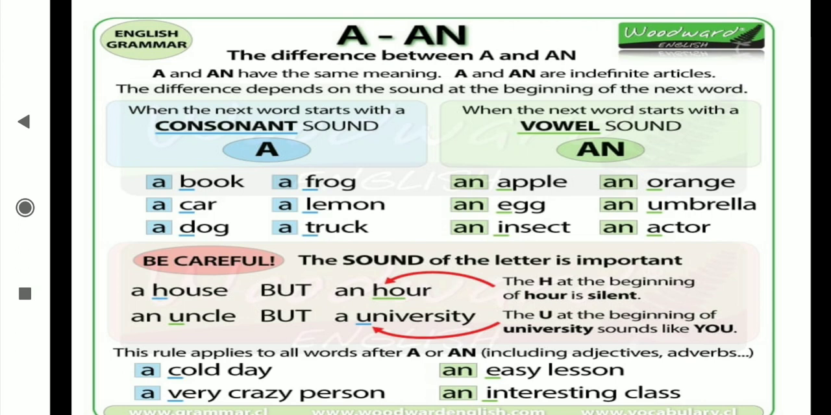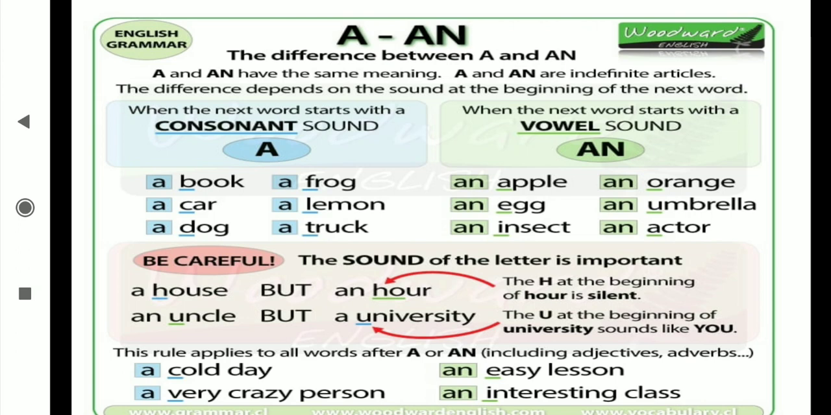Get it? Now apple. The first letter of apple is A, and A is a vowel. And because of the vowel, we are using an in front of it. Egg. Egg starts with E. E is a vowel. That's why we have used an. Insect has started with I. That's why in front of I we have used an. Orange. O is a vowel. And because of the vowel sound, what are we going to use? An. Umbrella. U is a vowel, and because of the vowel, we have used an. Actor. A is a vowel. That's why we have used an actor.